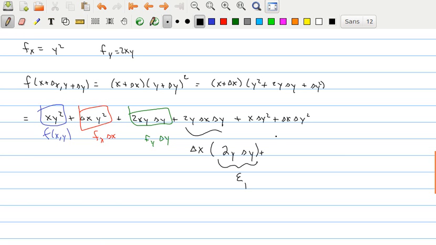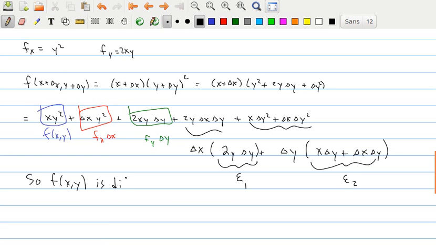That's good. Now in the last two, we can factor out a delta y. And what we're left over with is x delta y plus delta x delta y. So this right here is going to be the epsilon 2. And as the deltas go to 0, this term goes to 0. And that shows that this function is differentiable. So f of x, y is differentiable because it was well approximated by its tangent plane.